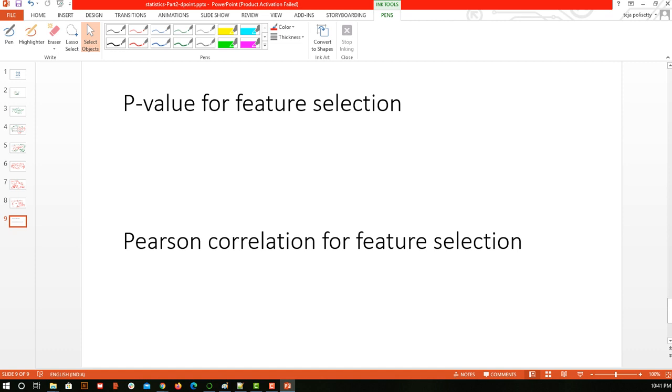But here p-value is focused on the population. If you don't know about sample and population, that's fine. Just go and watch statistics part 1 to understand how we get the z values, how we try to solve the estimator problems and all. Then it will be easily understandable.